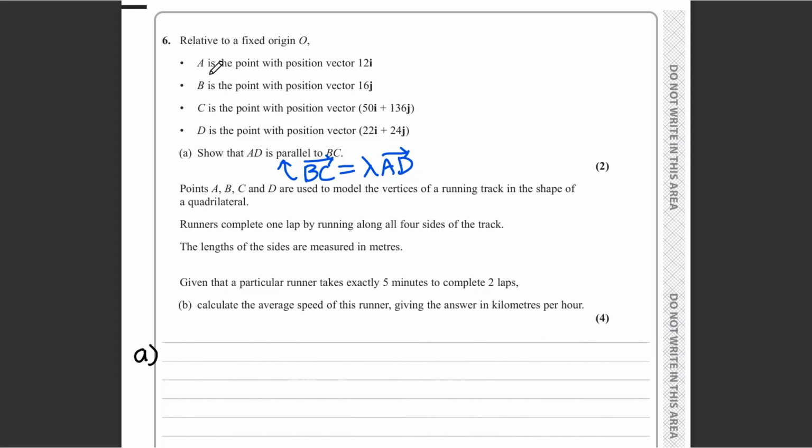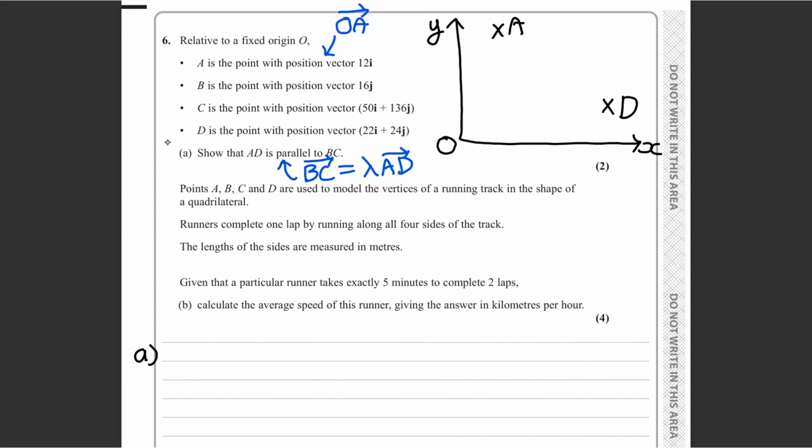So we're given the position vectors of points A and D. Remember what a position vector is. If we're talking about the position vector of point A, this is going to be the vector OA, where O is the origin. So I think it's best for questions like this to draw a quick diagram. So if we draw axes, say this is Y and this is X and this is the origin, let's say that point A is here, and let's say that point D is here.